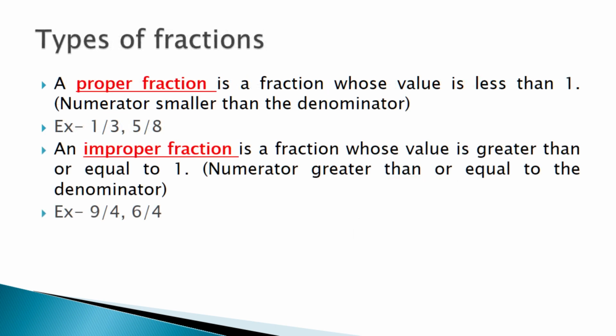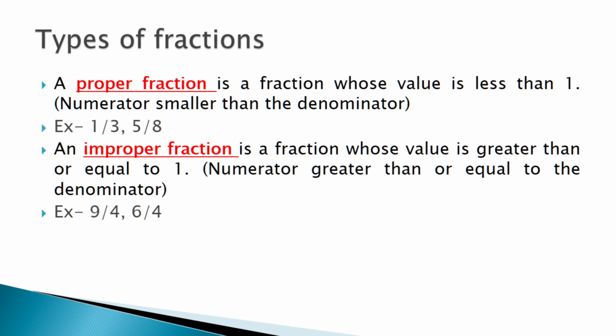Then we will be examining the types of fractions. One type of fraction is proper fractions. Here, the value of the numerator is smaller than the value of the denominator. Look at the examples that I have given. One example is 1 over 3 and the other example is 5 over 8. Here, the value of the numerator is smaller than the value of the denominator. Such fractions are called proper fractions.